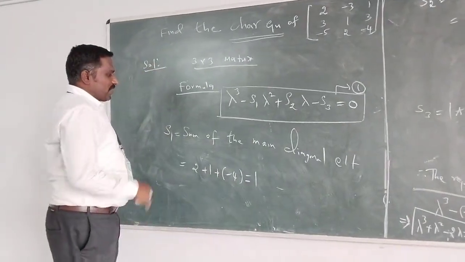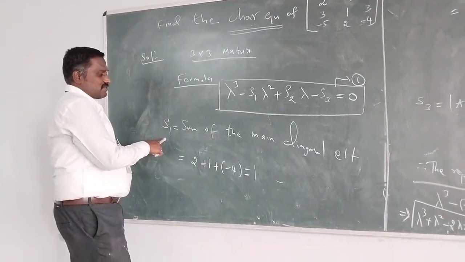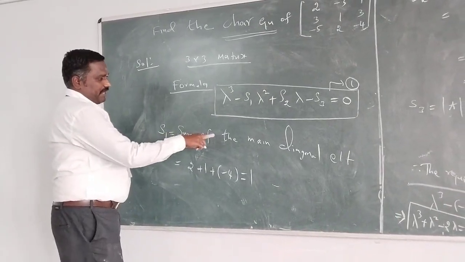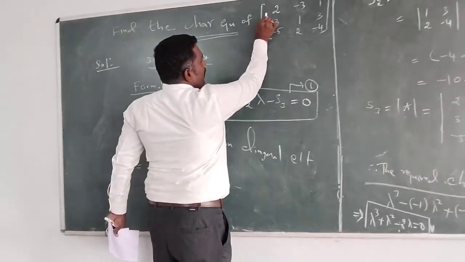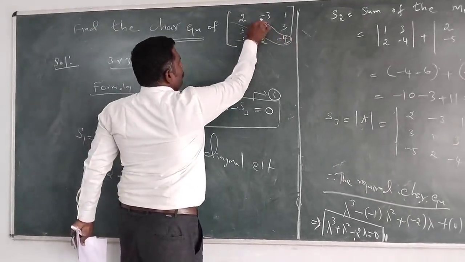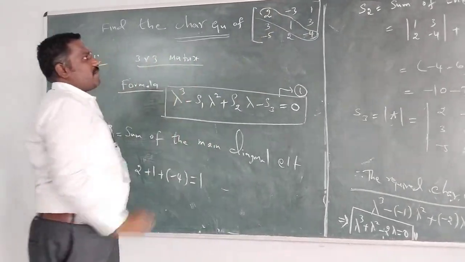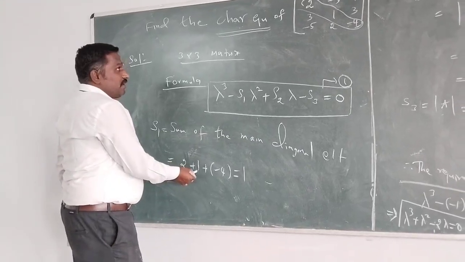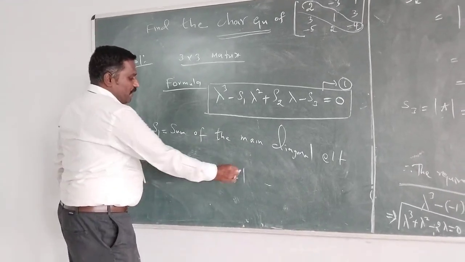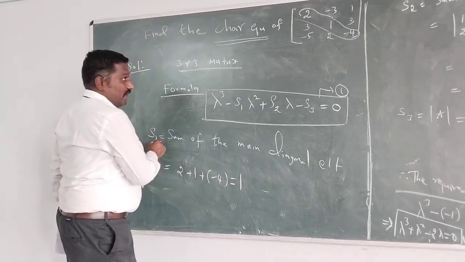So what is the meaning of s1? S1 is the sum of the main diagonal elements. In our matrix, these are the main diagonal elements. You add these values: 2 plus 1 minus 4. You get the value minus 1. It is called S1.